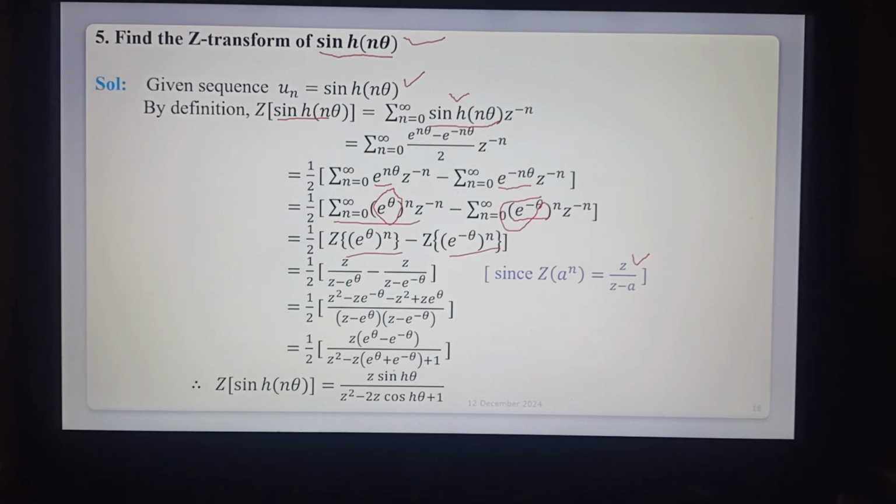So z into sinh theta by z square minus, here (e power theta plus e power minus theta) by 2. There is no by 2, so divide and multiply with 2. So that is 2z into this is cosh theta. So this is the z transform of sinh of n theta is equal to z into sinh theta by z square minus 2z cosh theta plus 1.